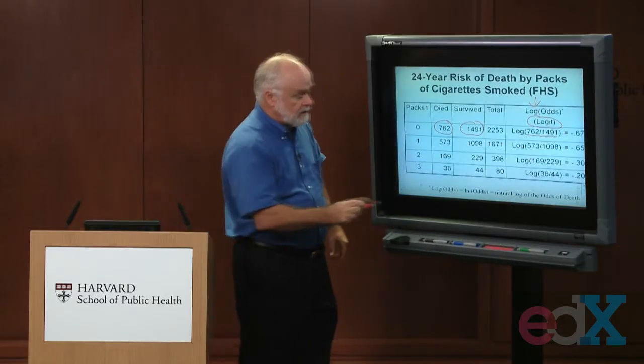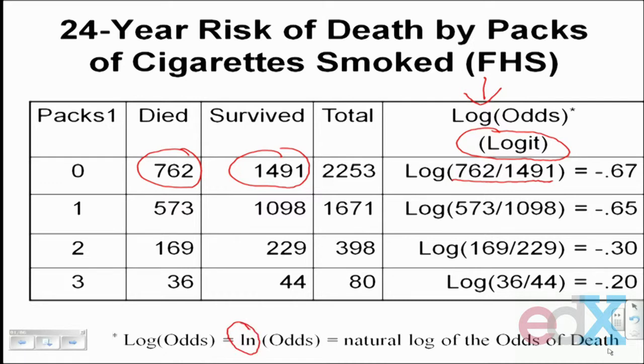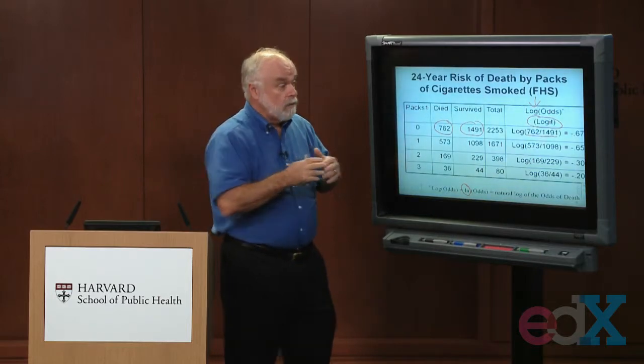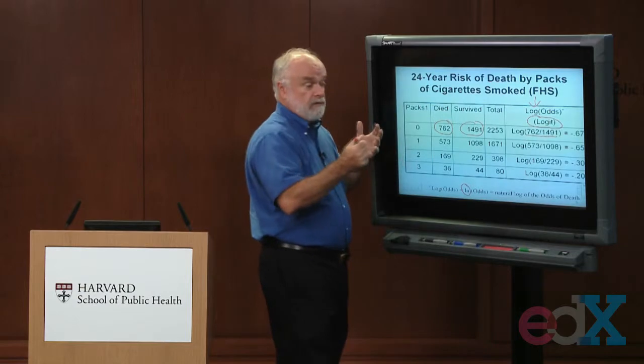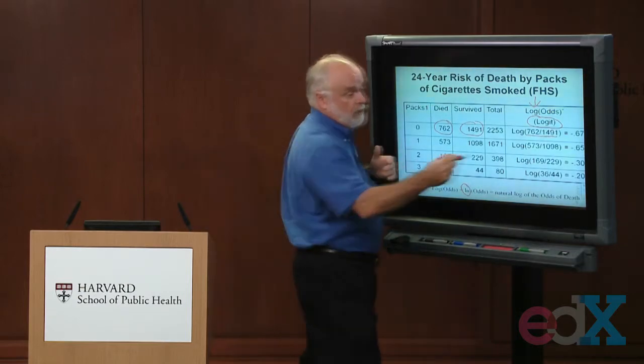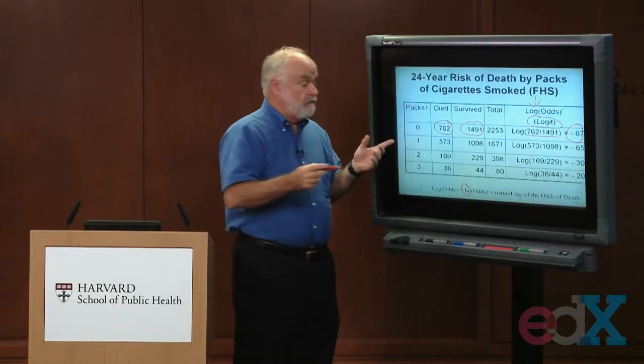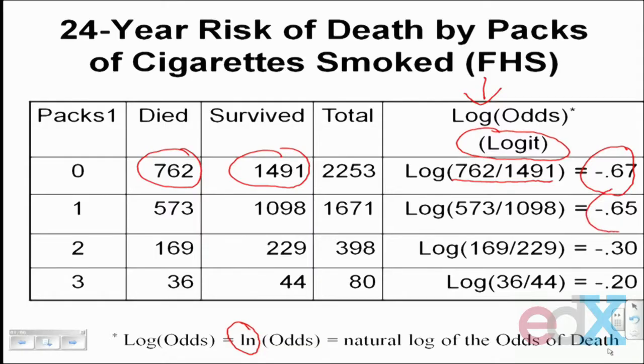As the footnote says, this is really the natural log, what we call little ln, but mathematically you could derive this with other bases for logs also. Well, the natural log of the odds based on 762 divided by 1491 is this number, minus 0.67. And I can do the same thing for each of the other levels of smoking. The logit, the log odds of dying, if you smoke 1 pack a day is minus 0.65. If you smoke 2 packs a day, it's minus 0.30. If you smoke 3 packs a day, it's minus 0.2.